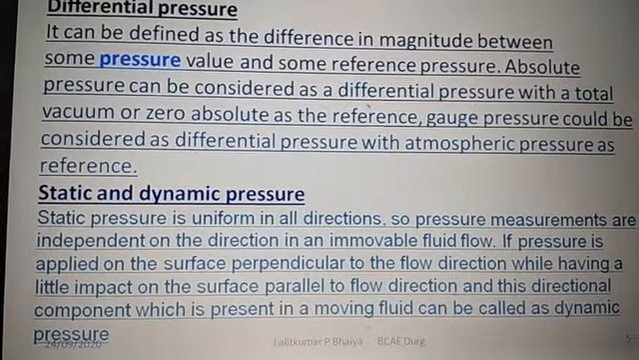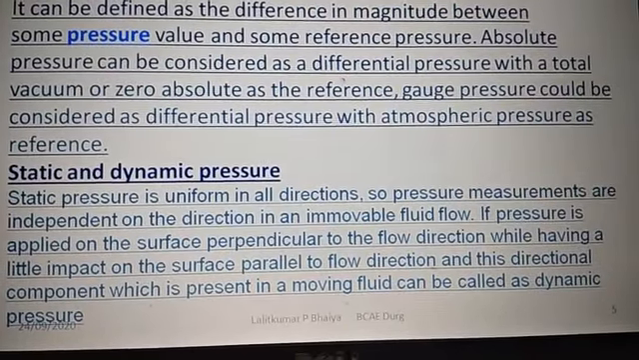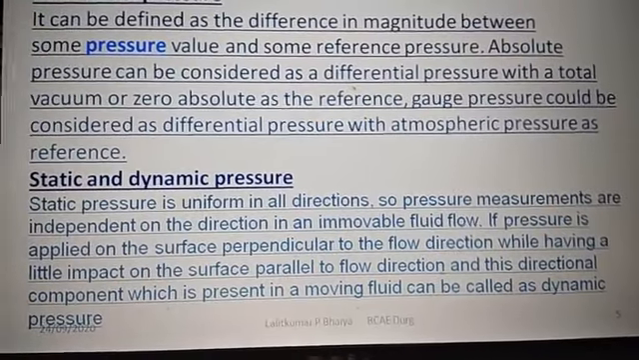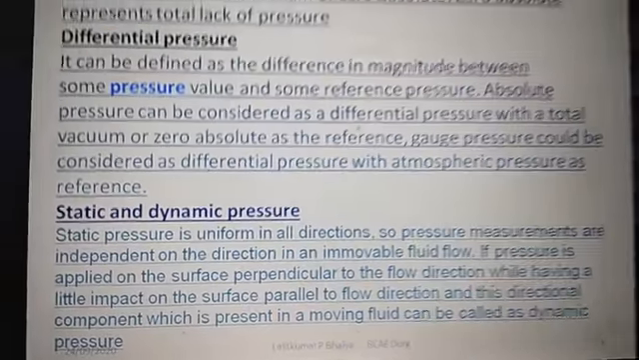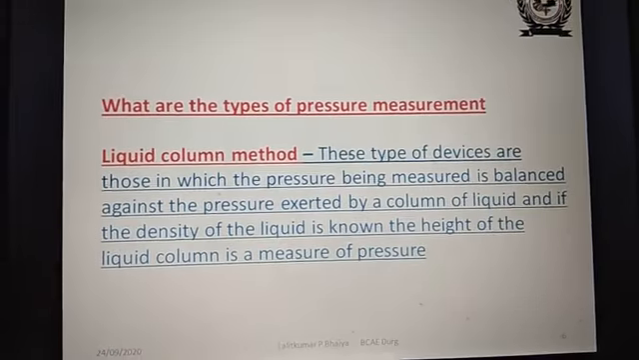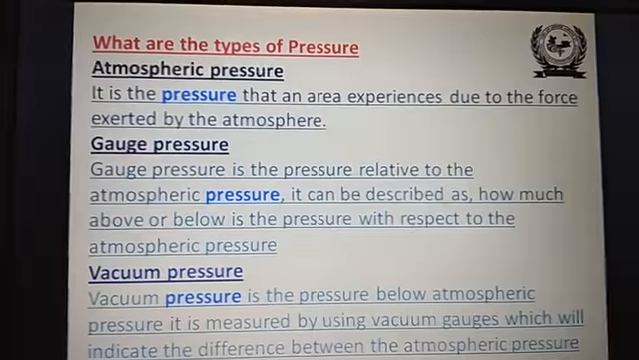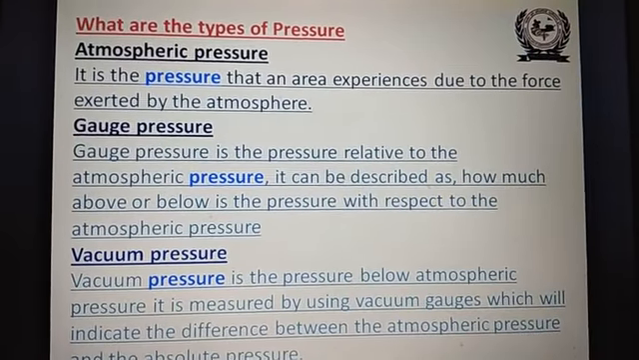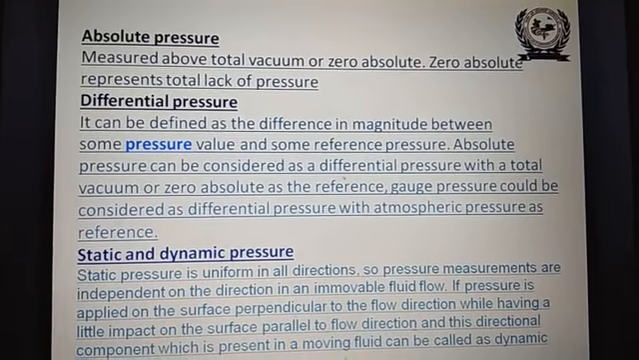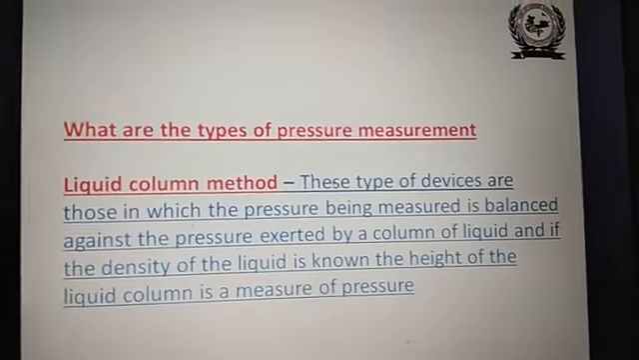Static pressure is uniform in all directions, but dynamic pressure is the pressure in the direction of the moving of the particular fluid. So these are the types of various pressures which we have seen. Once again I will remind you: atmospheric pressure, gauge pressure, vacuum pressure, absolute pressure, differential pressure, static and dynamic pressure.